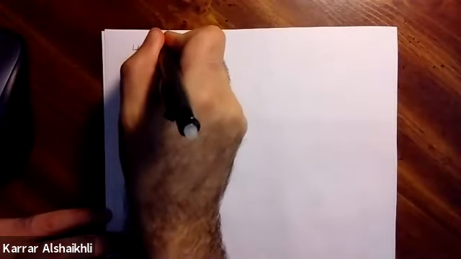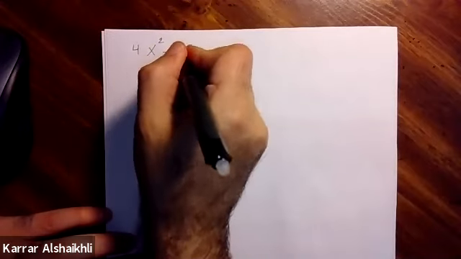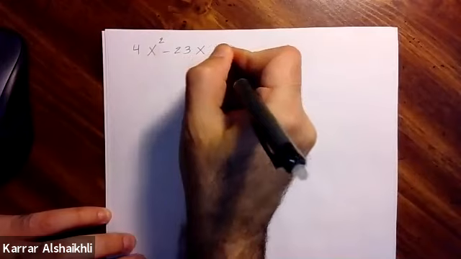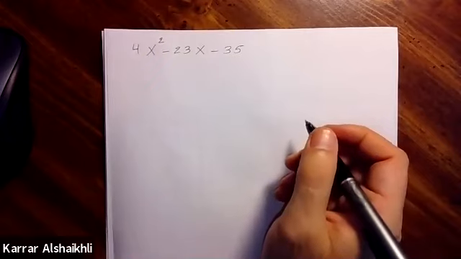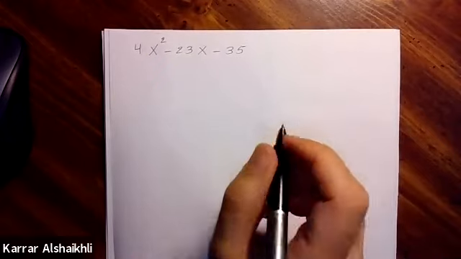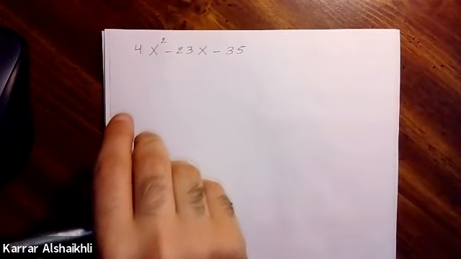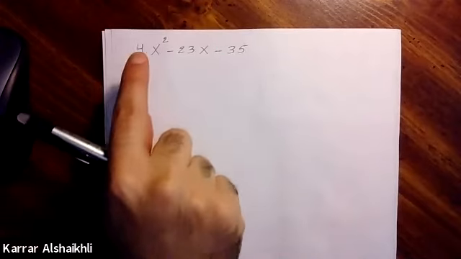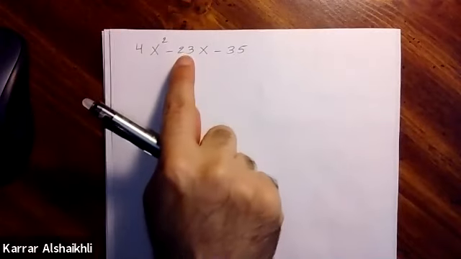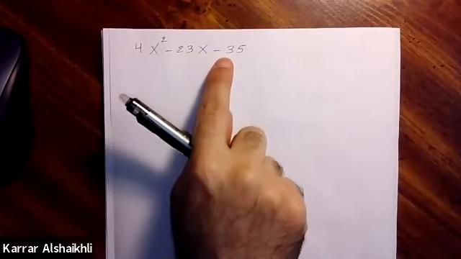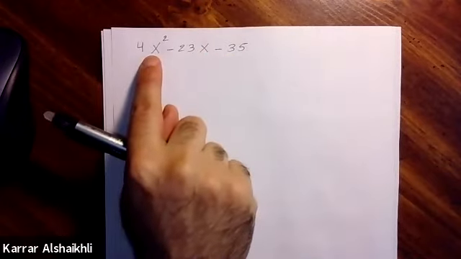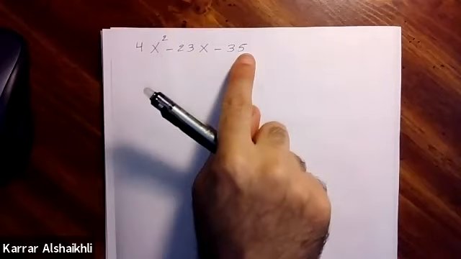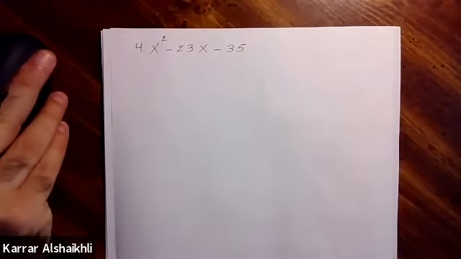So if we have 4x squared minus 23x minus 35. Always, before you start using the AC method, you have to make sure there is a GCF or not. There is no common between 4, 23 and 35. For the variables, we have x squared here, we have x here, there is no x in the last term. That means there is no GCF.